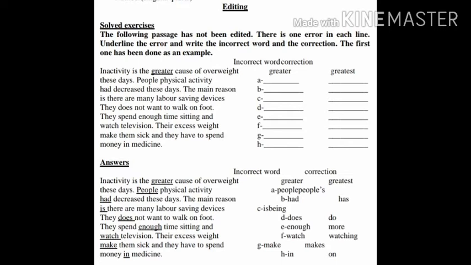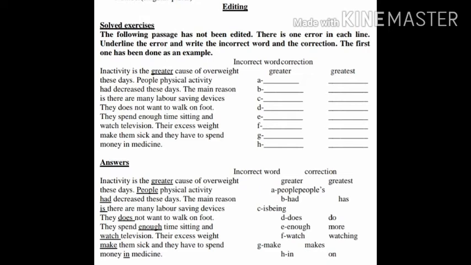See, while reading only we got to know something is wrong in the passage. We are not getting it clearly because there are errors. Incorrect words are there. If you keep the correct words, then only you will get the correct meaning. So the first is done already. Inactivity is the greater cause of overweight. So it is given greater, it should be kept as greatest. Next one, let's find out.